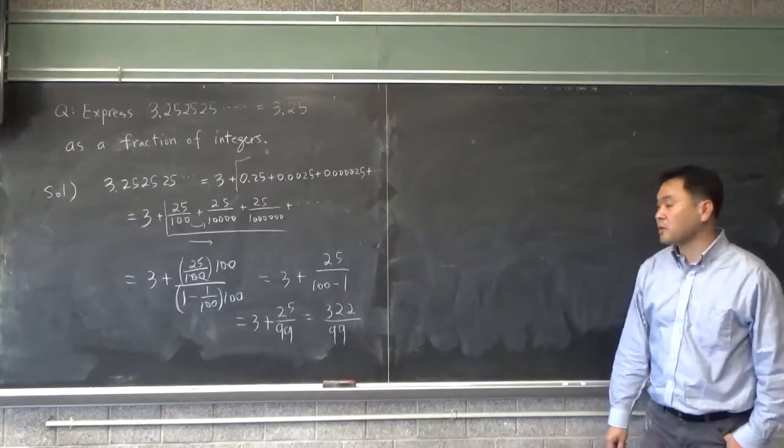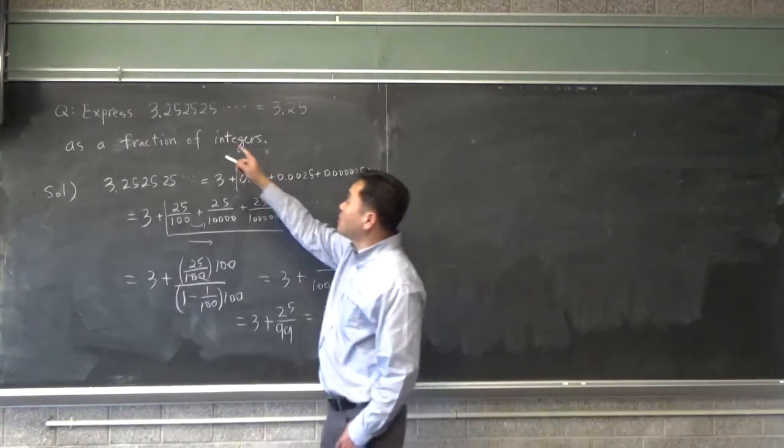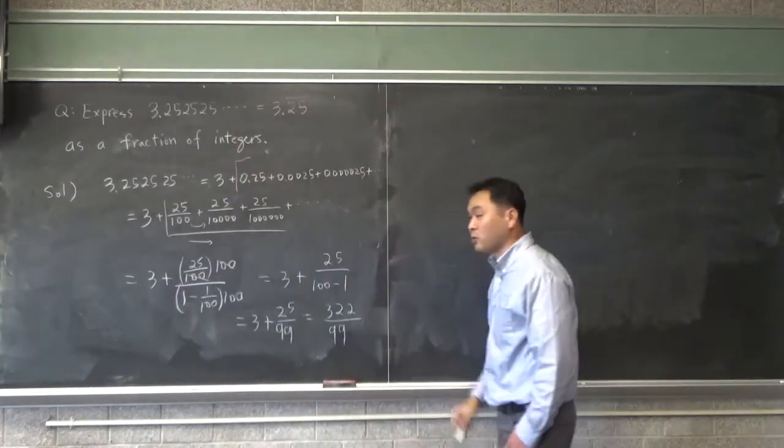Okay. So that's how you represent a repeating decimal by a ratio of two integers.